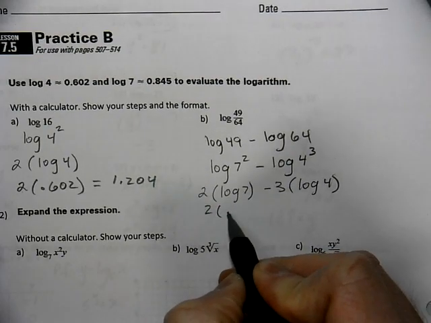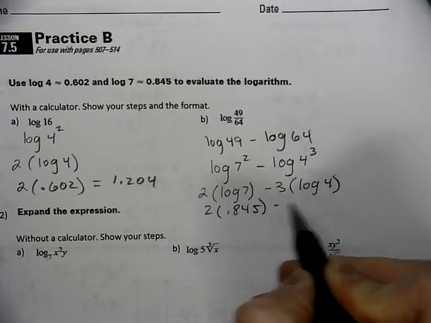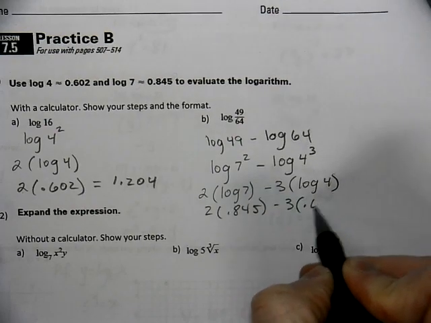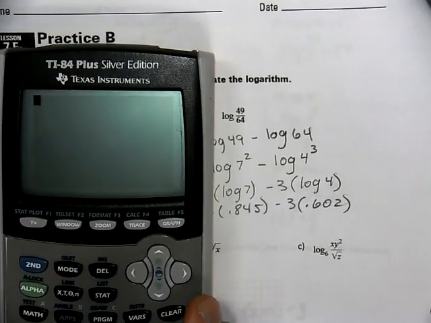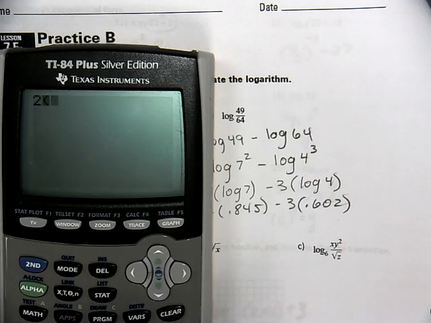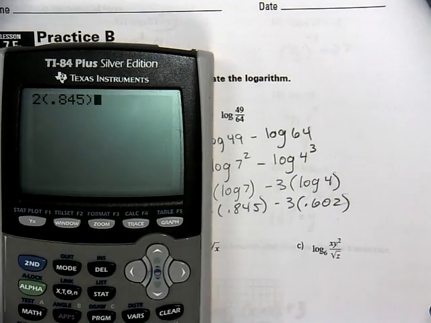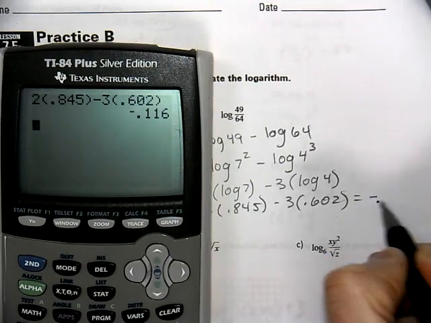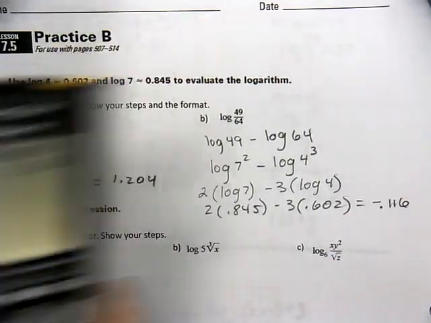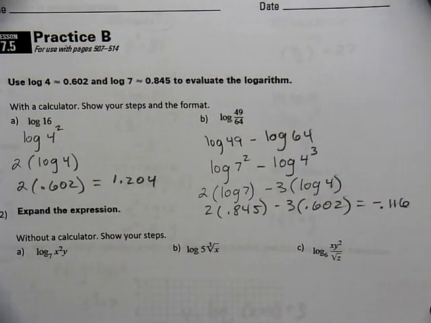So 2 times 0.845 and 3 times 0.602. So using our calculator, we have 2 times 0.845 minus 3 times 0.602. That comes out to be negative 0.116. You got to have those steps. Don't just plug this whole thing into your calculator.